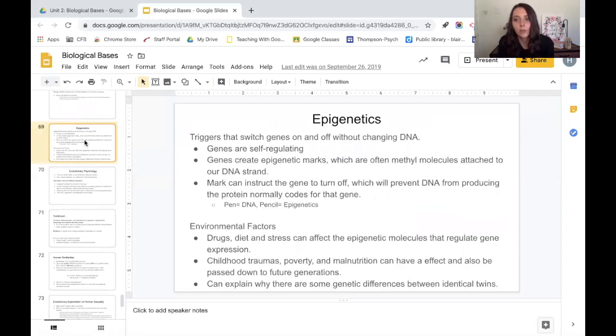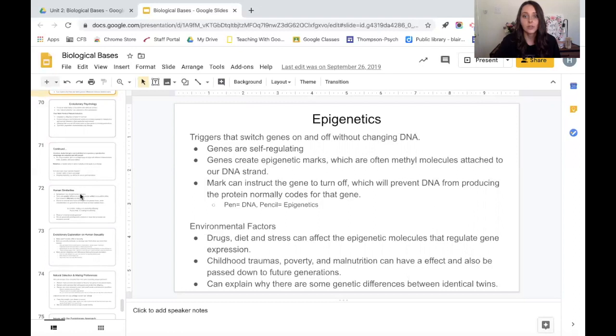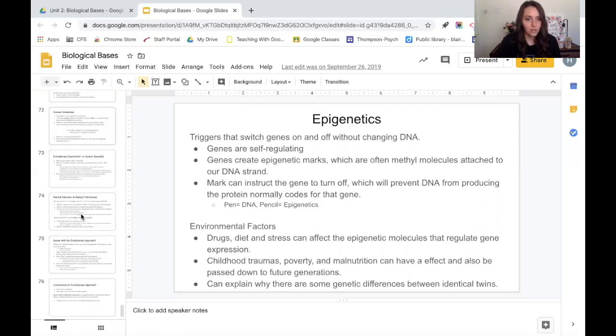Epigenetics, we talk about this a little bit in disorders, but just remember that genes can be self-regulating. Some can be turned on and some can be turned off. So for example, addiction and drugs and some sort of environmental factors can have control over this. Diet, stress, trauma. You've probably heard that trauma can be passed down. It has to do with this idea of epigenetics of being able to turn on certain genes and turn off certain genes. So if you see that on the FRQ, you can talk about it that way.